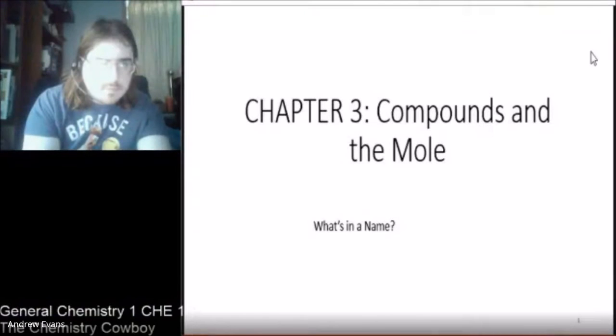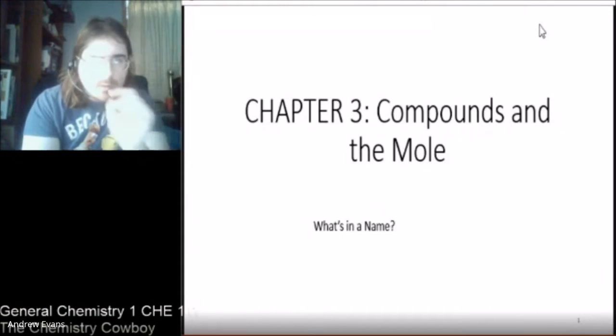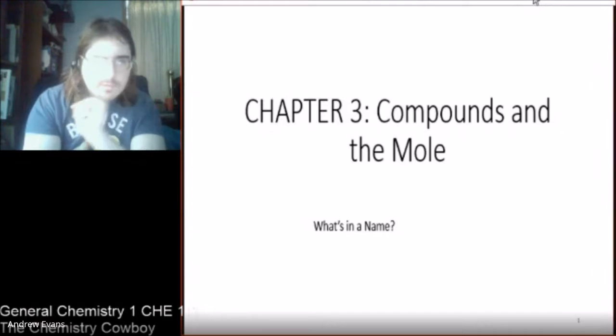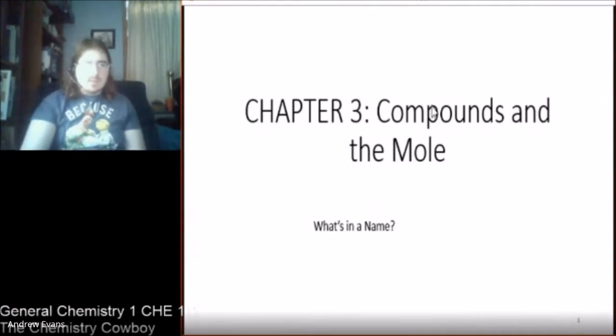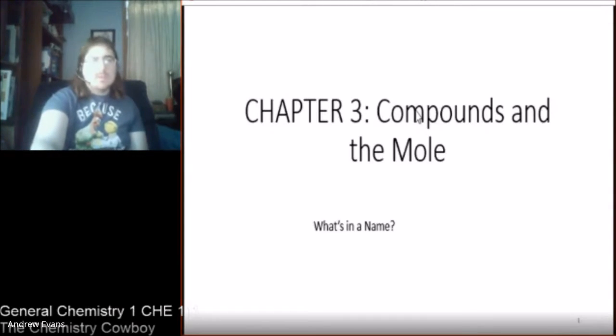Let's go ahead and jump right into Chapter 3. Chapter 3 is all about compounds, how do we name them, and an introduction of the mole. We're going to do all the basics of looking at atoms and compounds before we get into how we understand the atoms and compounds individually. So this one is split into two parts.